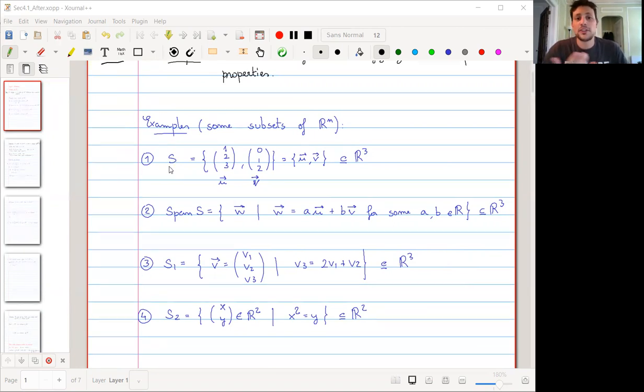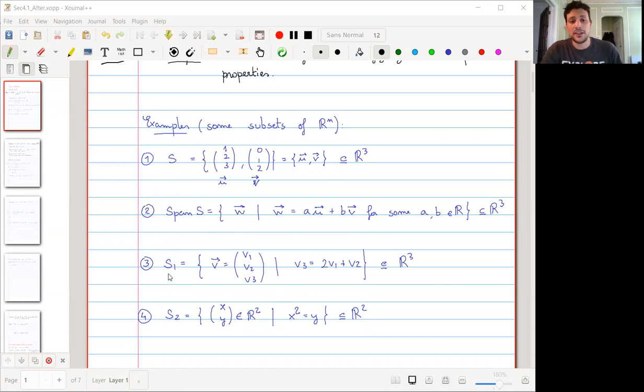The first one is a subset containing just 2 vectors inside R3. It's a subset with 2 elements, the vectors (1, 2, 3) and (0, 1, 2) inside R3. Another kind of subset that we will consider is the span of a set of vectors. In particular here, I'm taking the span of the set S containing the vectors u and v. This span is the set of all linear combinations of vectors u and v. It is also a subset of R3.